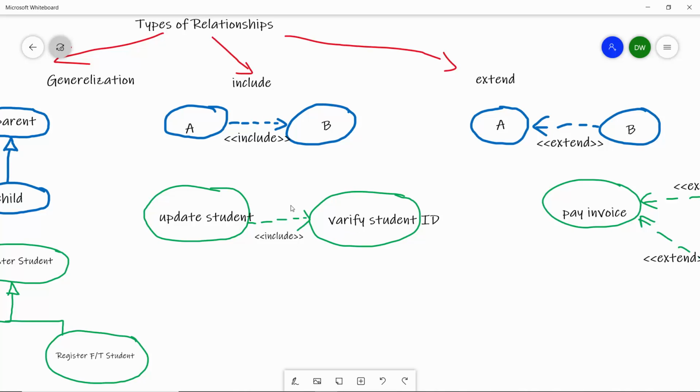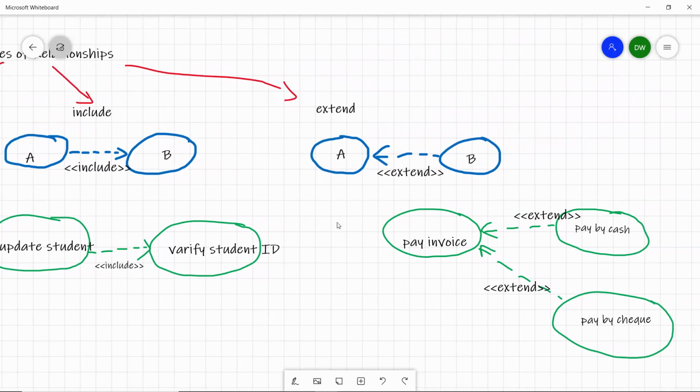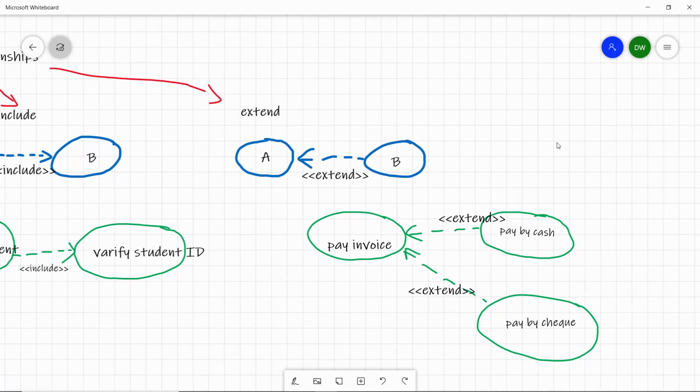So look at the arrowhead. Arrowhead is towards the use case which came later, right? So this is what we are going to include to this update student part. So the arrow is always towards the mandatory task. Remember that, and also remember that you will have to mention this include word here, right? And now I'm moving to extend relationship.